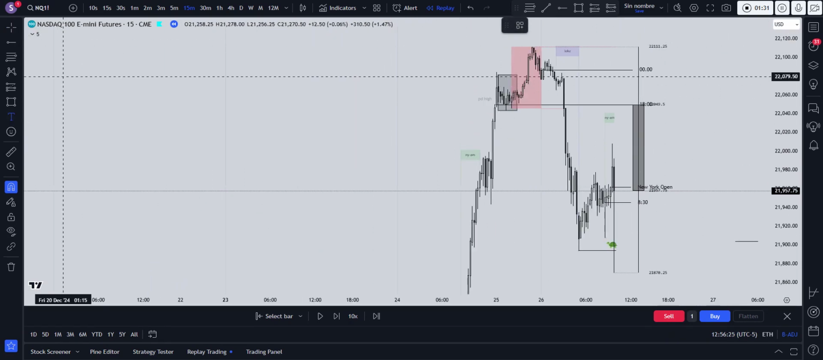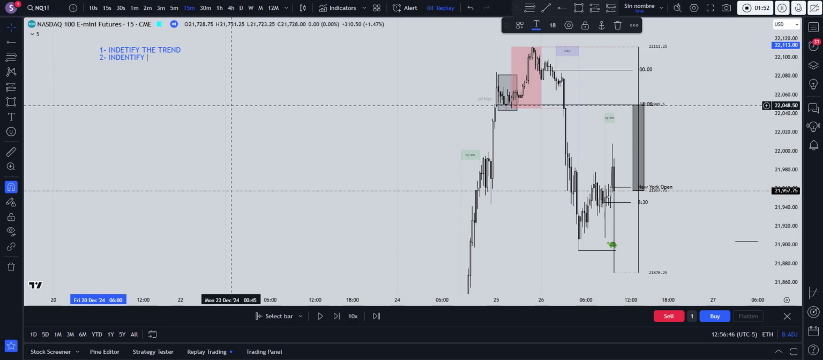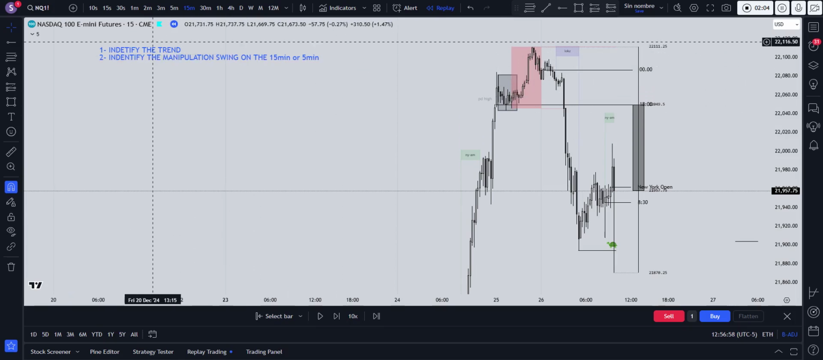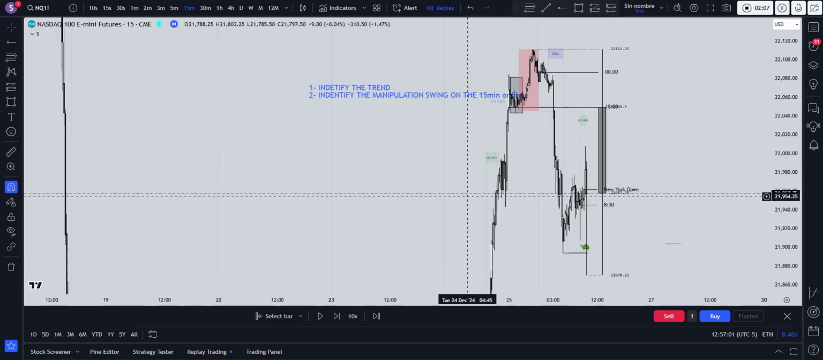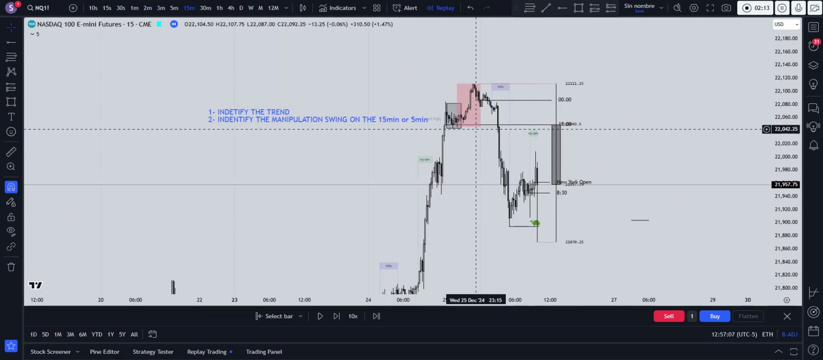Let me put it even here. First, identify the trend. Second, identify the manipulation swing on the 50-minute or 5-minute. Right. So what are we gonna have here? 50-minute or 5-minute, right? As I said previously, 50-minute for me is gonna work better, right? It's gonna be clearer. Okay, but it's okay.